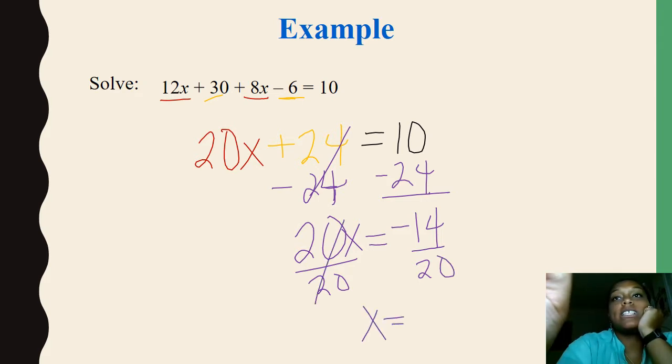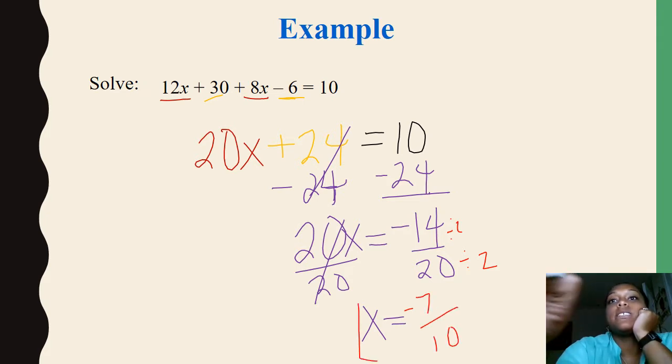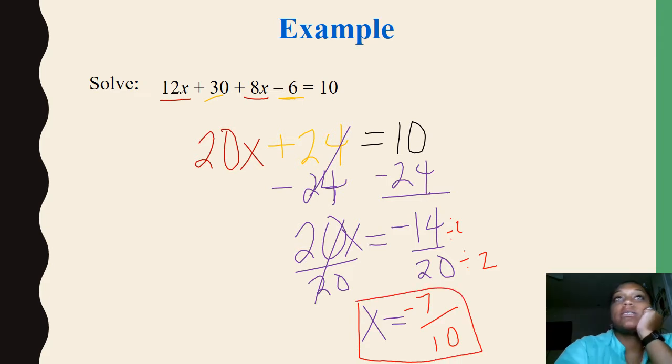So I get x equals negative 14 over 20. They're both even numbers, which means that they both could be divided by 2. So I can simplify this even more. Negative 14 divided by 2 is negative 7, and 20 divided by 2 is 10. This is your perfect answer.